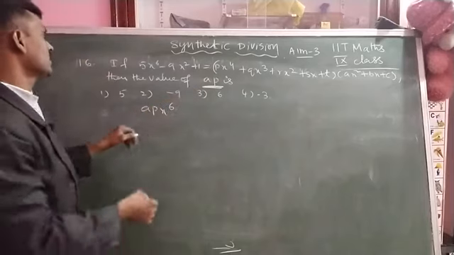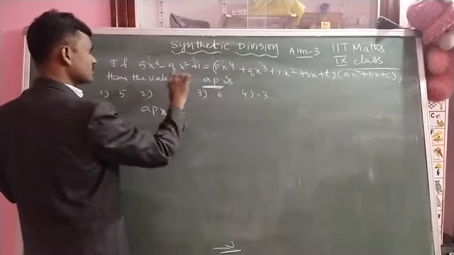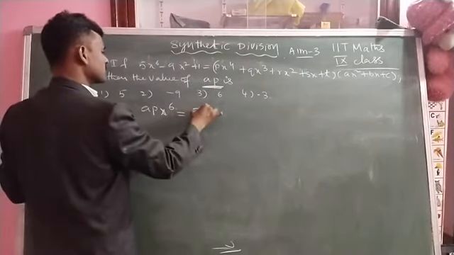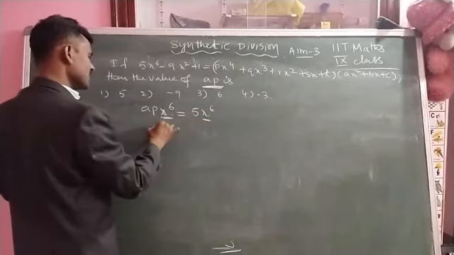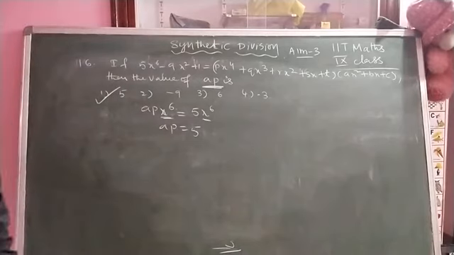That power is equal to 6. Here x to the power of 6. Here we have to compare the x to the power of 6 coefficient. Here the left side is 5x to the power of 6. Then here the x to the power of 6 coefficient is ap is equal to 5. Then your answer is the first one. Note down.